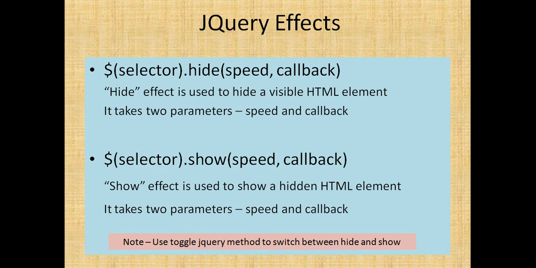The first jQuery effect that we'll look at is the hide effect. It is used to hide a visible HTML element. It takes two parameters, speed and callback. The second effect that we'll look at is the show effect. It is used to show a hidden HTML element. It too takes two parameters, speed and callback. We can also use a toggle jQuery method to switch between hide and show effects. Let's see how we use it in our code.